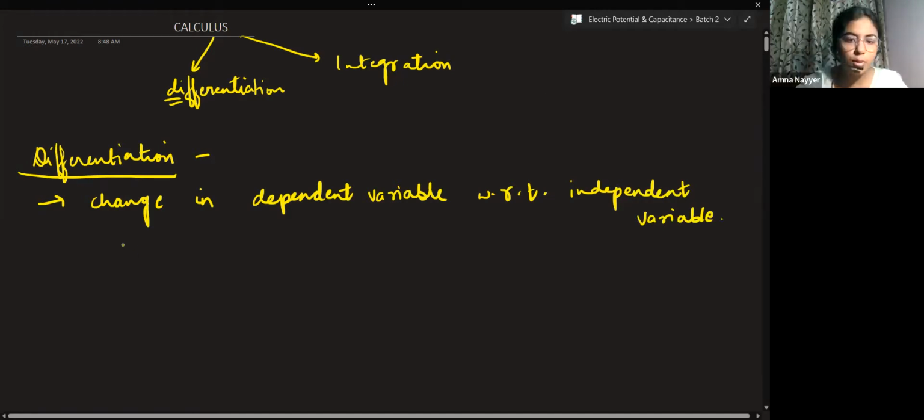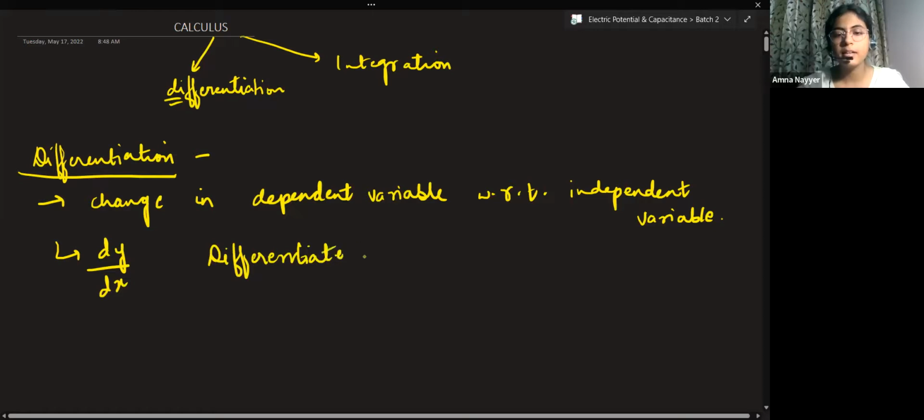As in, if you have, let's say, dy over dx. If you are given a situation where it is written dy over dx, this means that you are differentiating y with respect to x. That's the case when you write dy over dx.